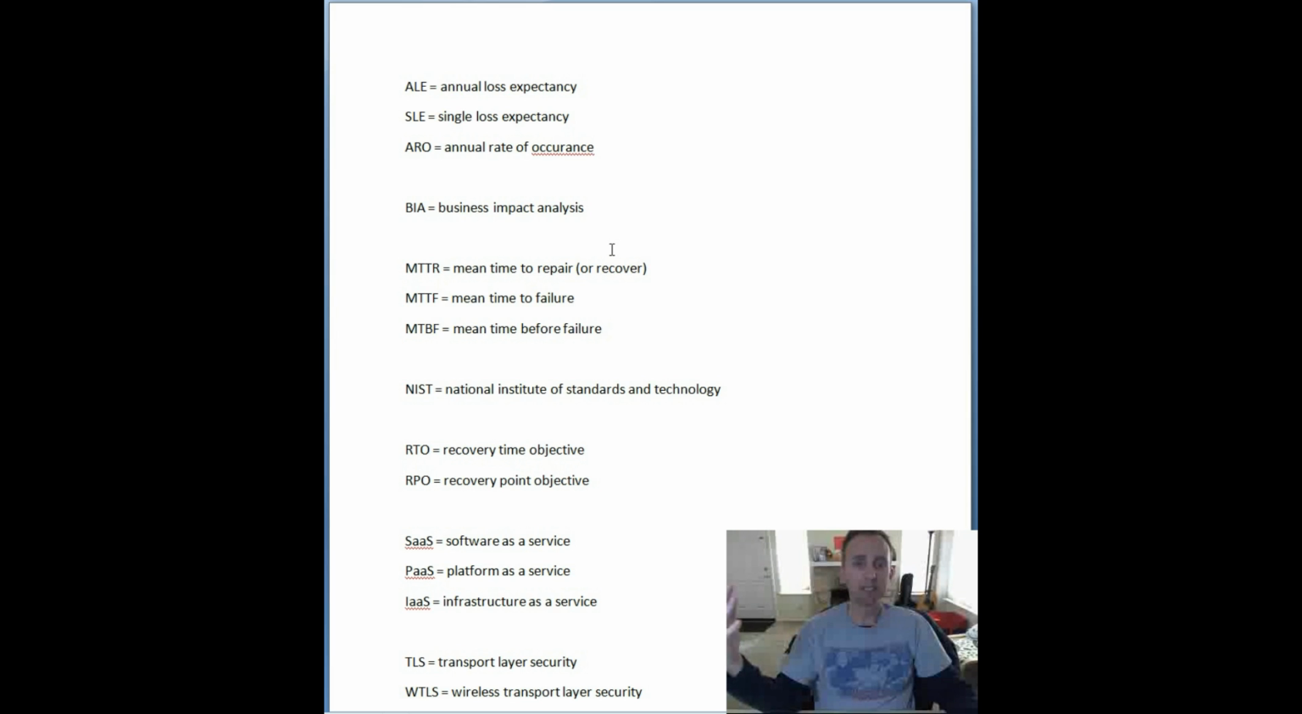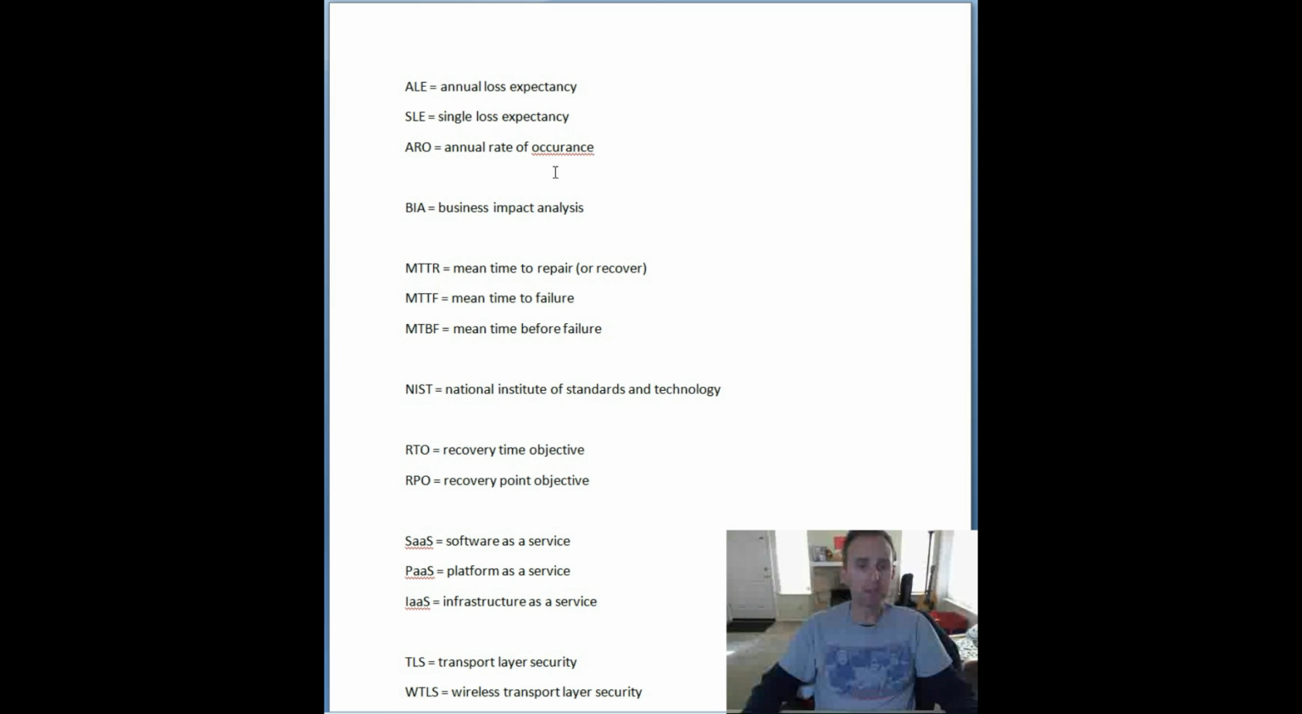The NIST, National Institute of Standards and Technology, is making a lot of these business protocols and decisions, so you want to know that. Recovery time objective and recovery point objective. Again, for disasters, for problems that happen with your business. Recovery time, of course, is how long it will take to recover. Recovery point is at which point do you need to recover that data, as far as 1 month back, 1 week back, 1 day back. So that's how you handle that.